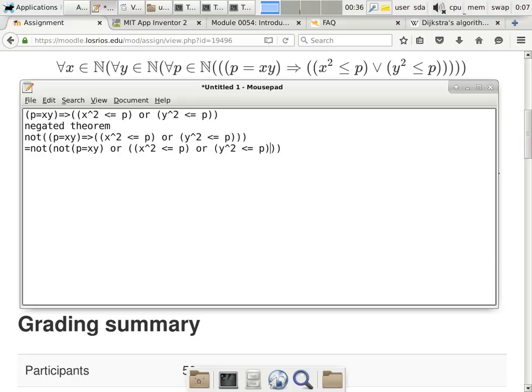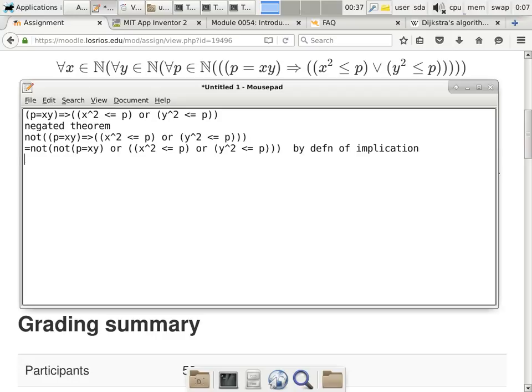Is it all right if we list the laws that we're using alongside the steps that we're at? Yeah. So if I want to name this particular step, this is because of the definition of implication. Okay. Are there any questions at this point?